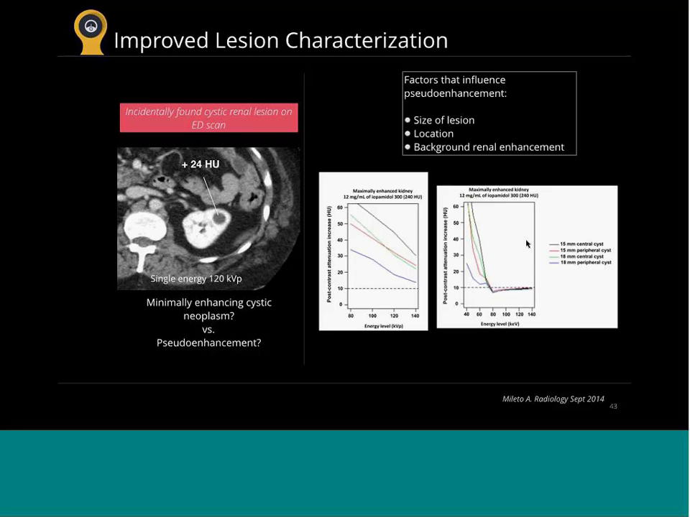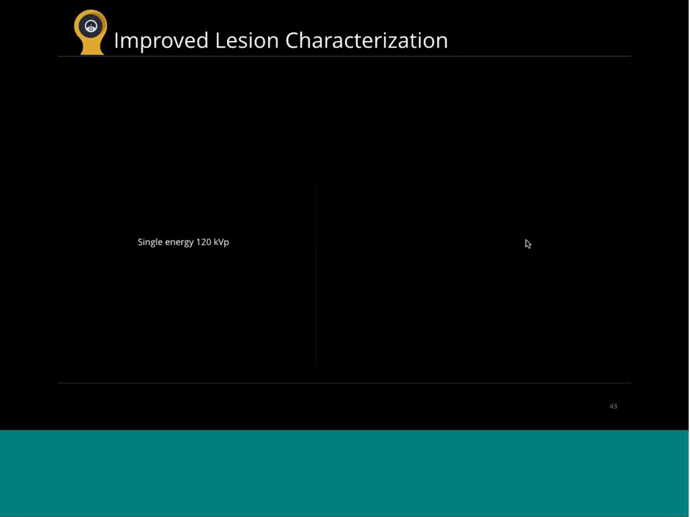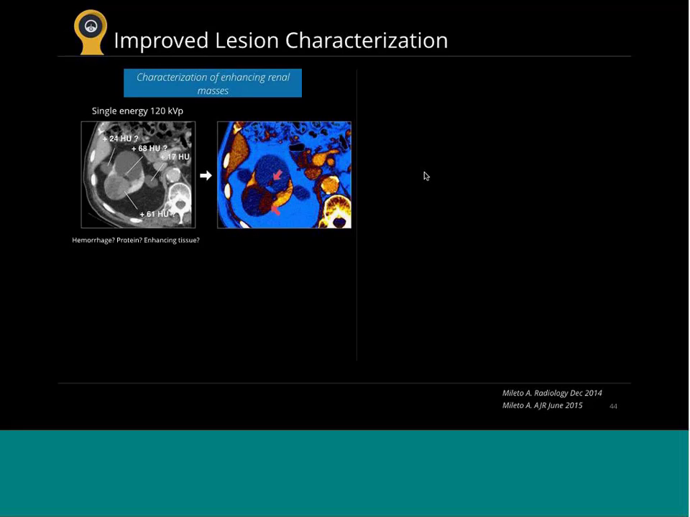But if we have dual energy, we can say, well, let's put an ROI on this thing and see what it does on the curves. And that's what I'm going to show you next, okay? So here you go. Here's a patient with multiple lesions, okay? 24 Hounsfield units, just like that one you saw. 17 Hounsfield units, 61 Hounsfield units. This one's pretty simple, but it's got a little nodule that shows 68 Hounsfield units.